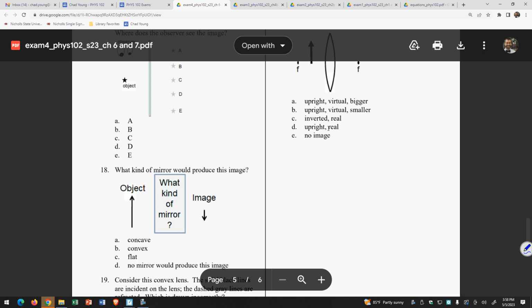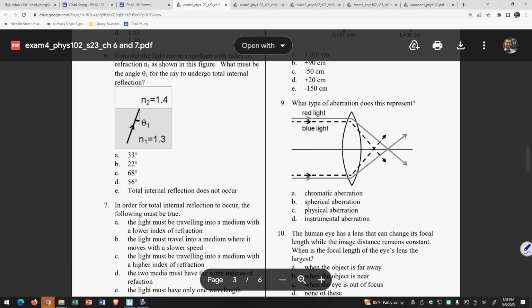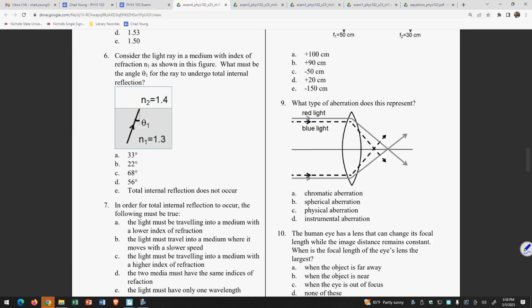For number 9 with the spherical and chromatic, even if it's colored light going in at 2 different locations, I wouldn't do that. That would be confusing. I mean, that would be a combination of spherical and chromatic aberrations. I wouldn't do that. Or would I? No, I wouldn't.